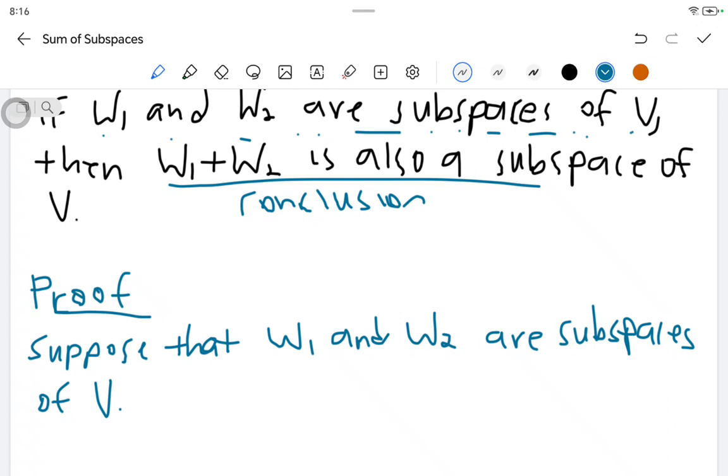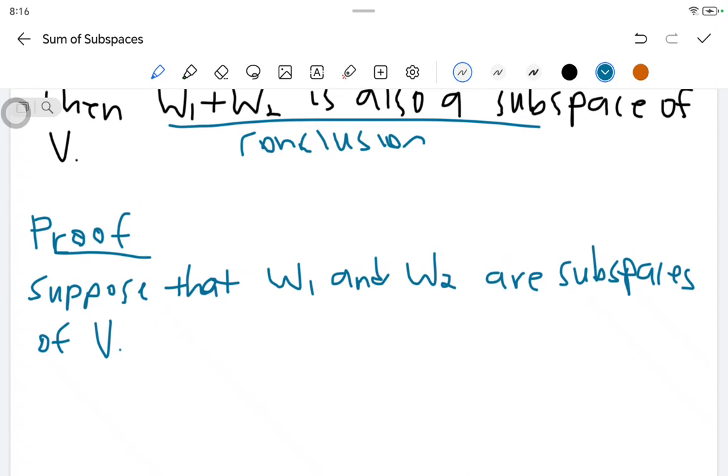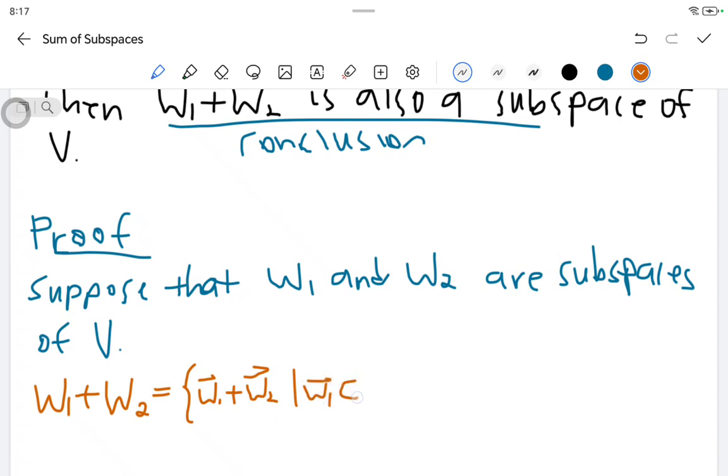Right. So since we have this, and since we need to show that it is also a vector space, we can define W1 plus W2 as the set of w1 plus w2, such that w1 is an element of W1 and w2 is an element of W2. So we define this.